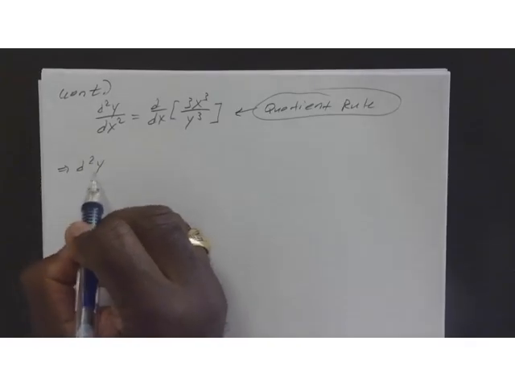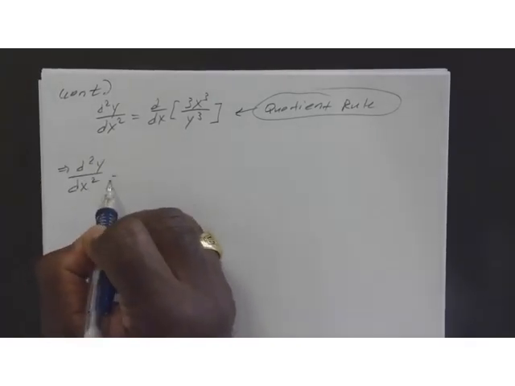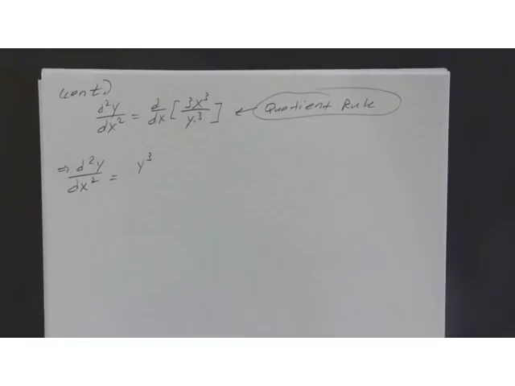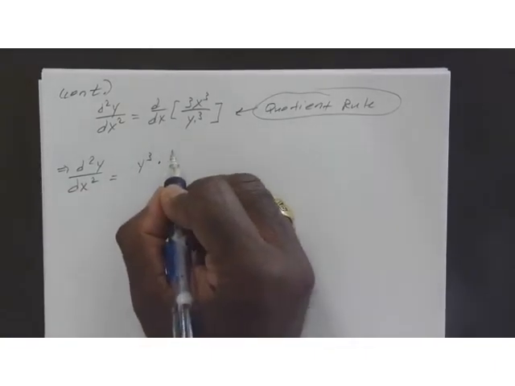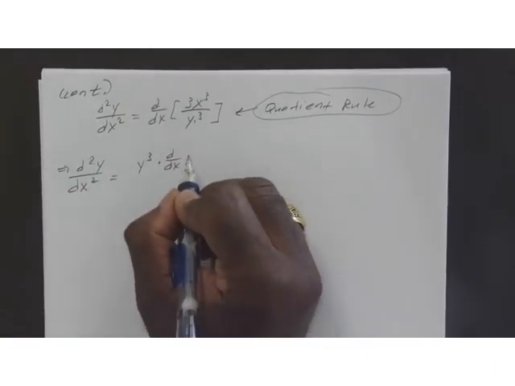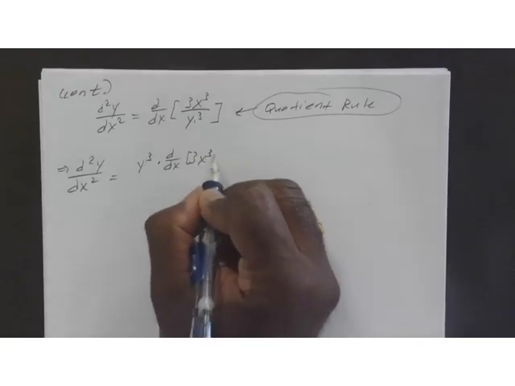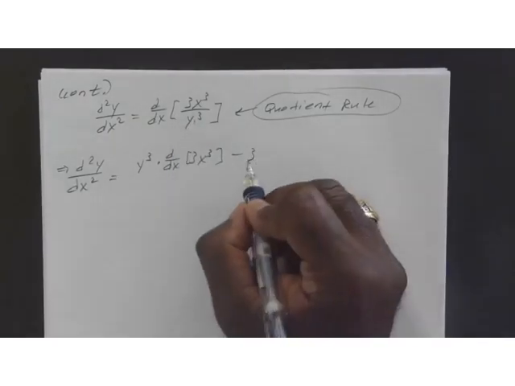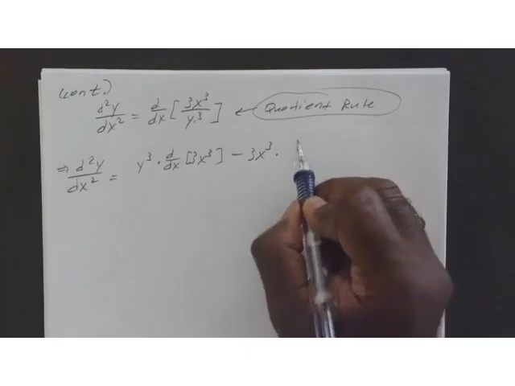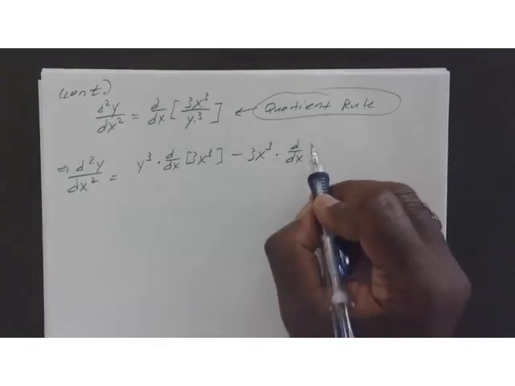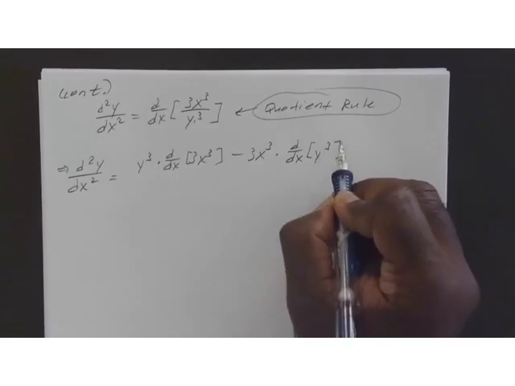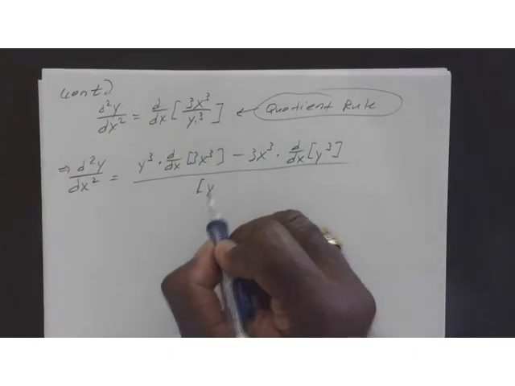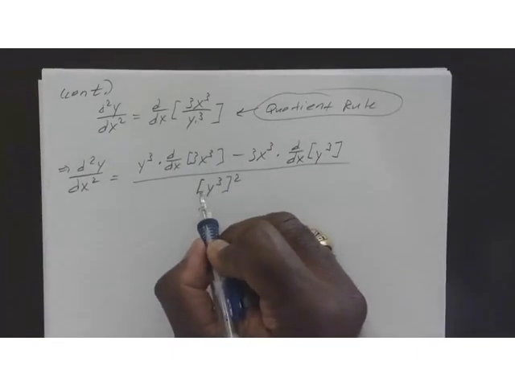Okay, so we know our second derivative with respect to x is equal to your denominator times the derivative of your numerator, minus your numerator times the derivative of your denominator, all divided by your denominator squared. So y to the third power squared.